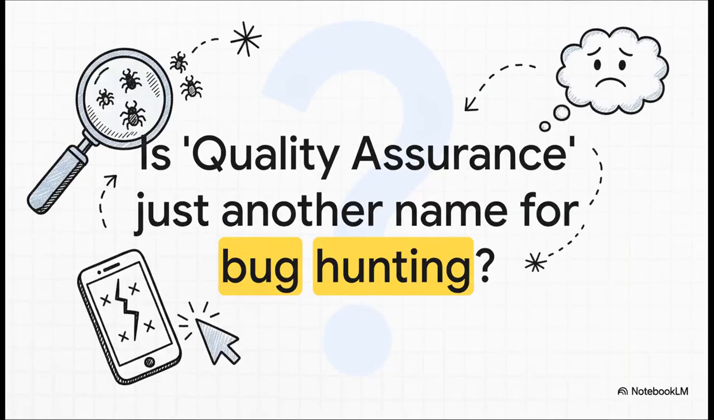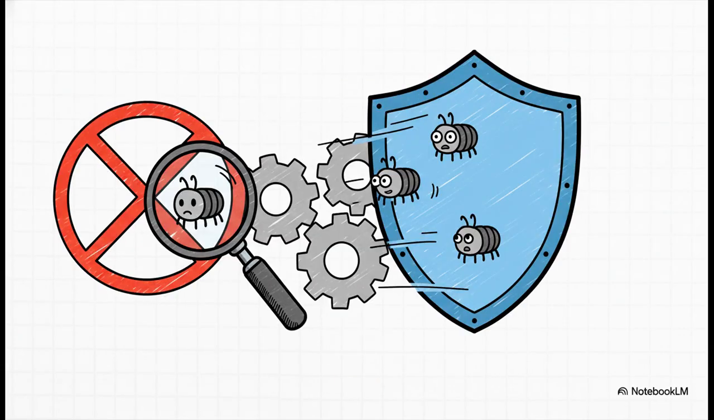So, right off the bat, let's tackle the big one, the question you're probably already thinking. When you hear QA, do you just imagine someone sitting in a dark room endlessly clicking buttons trying to break an app? Is it really just a fancy name for bug hunting? Well, here's the twist. The real goal of quality assurance isn't just to find bugs after they're already in the system. It's about creating a process so solid that it prevents most of those bugs from ever even being born. It's a total mindset shift from just detecting problems to actually preventing them.